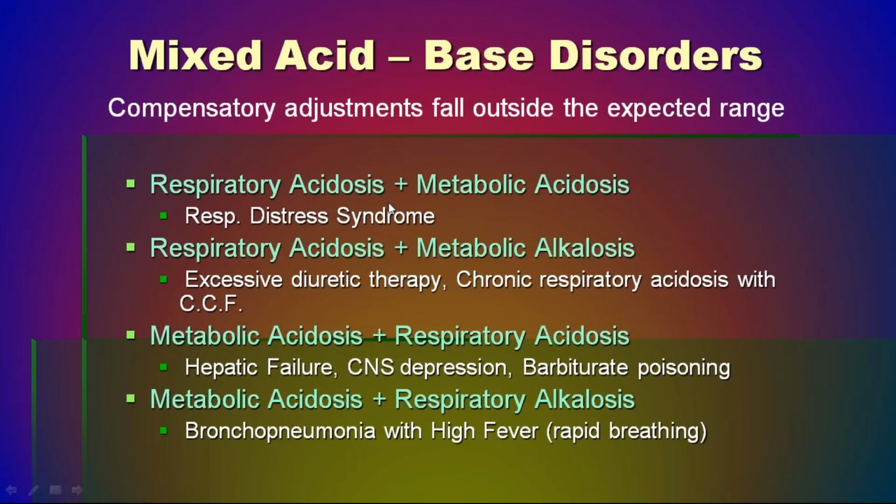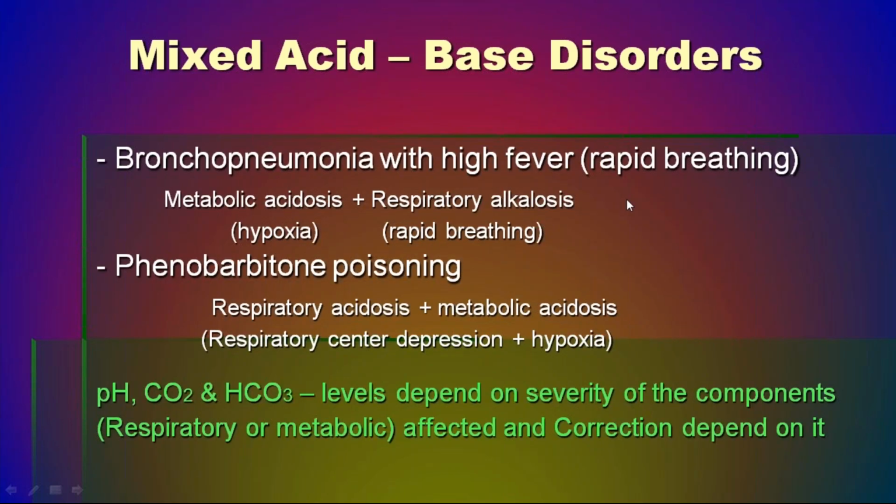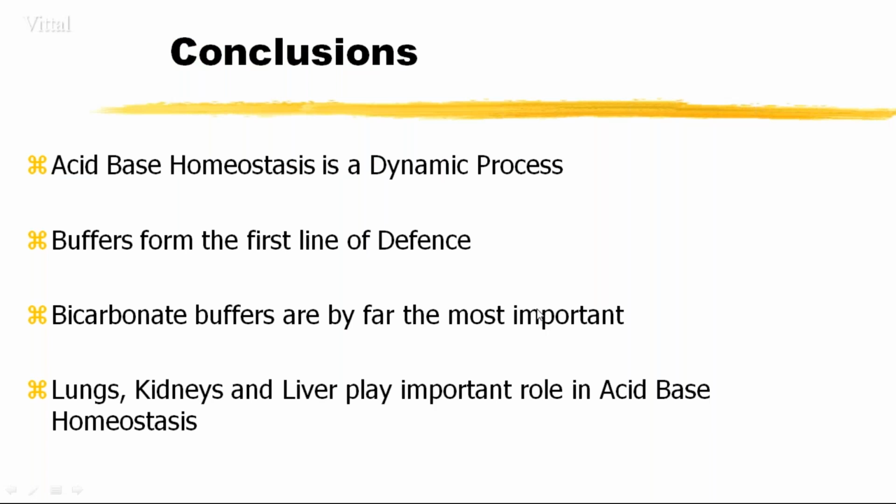So respiratory acidosis plus metabolic acidosis. Respiratory acidosis plus metabolic alkalosis also can happen, for example excessive diuretic therapy, or chronic respiratory acidosis with congestive cardiac failure. This is developing by a different mechanism, not a compensatory one. It develops separately. Metabolic acidosis with respiratory acidosis can happen in heart failure, CNS depression, barbiturate poisoning. Metabolic acidosis with respiratory alkalosis, not as a compensation, is a separate disease, such as bronchopneumonia with high fever, phenobarbital poisoning. These are some of the examples of mixed acid-base disturbances.